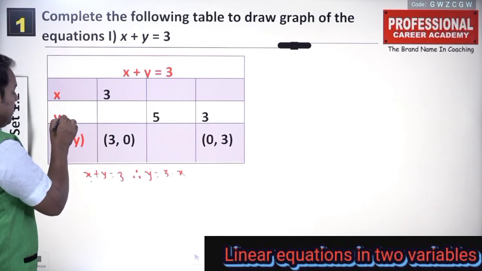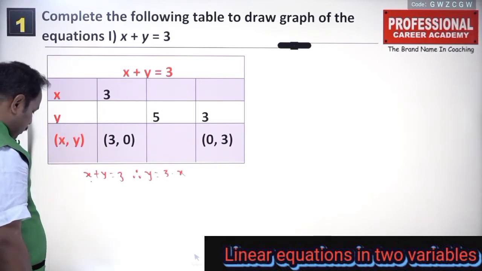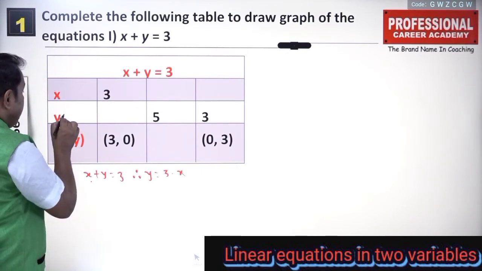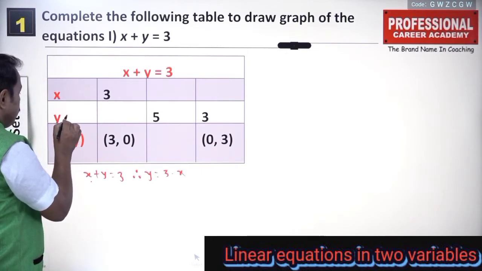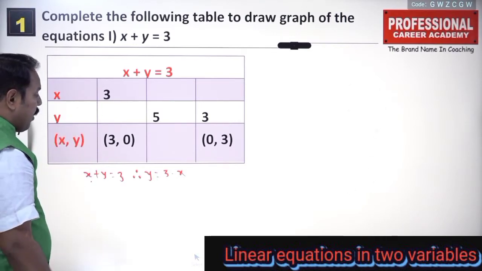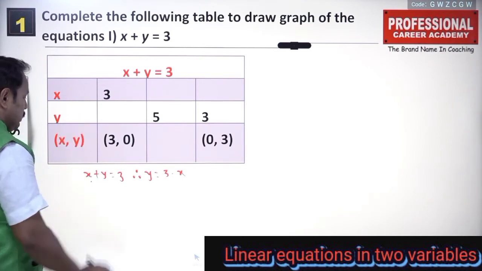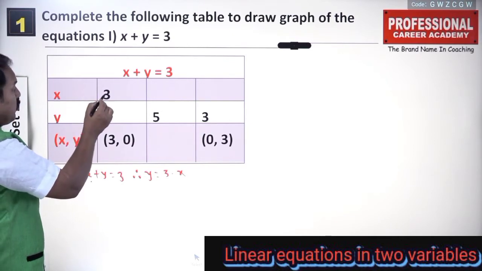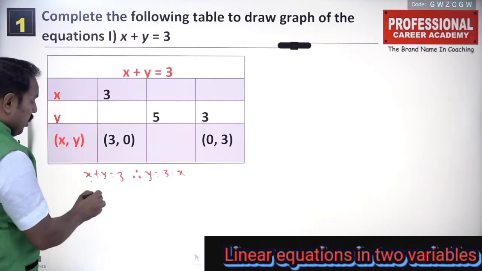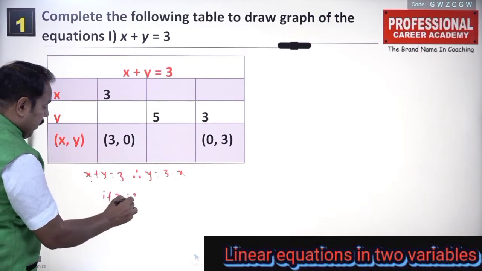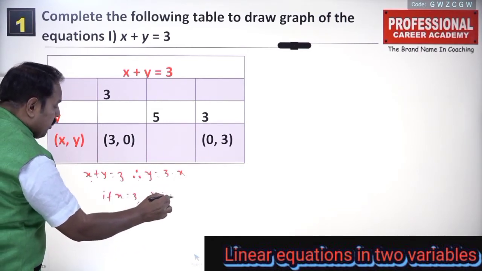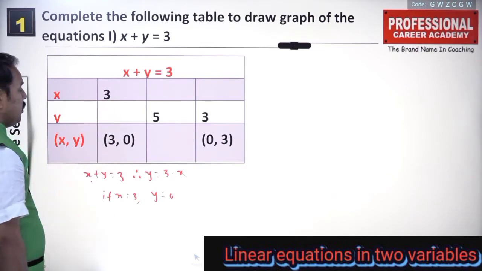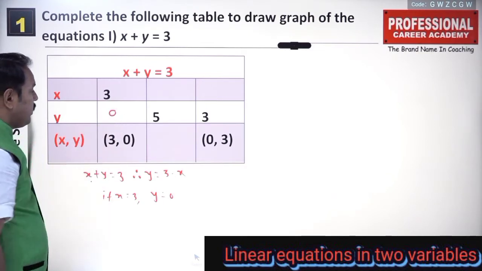So this is x and this is y. What is the formula for y? y is equal to 3 minus x. Look at this. Suppose we take x equal to 3, then putting it here, y equals 0. So here y is equal to 0, right?